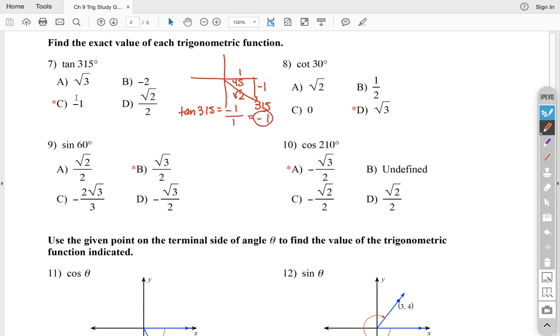You can also just look at your table or your unit circle, but the table that you filled out a week or 2 ago has all the answers to these. Tangent of 315 is negative 1. All right, cotangent of 30.